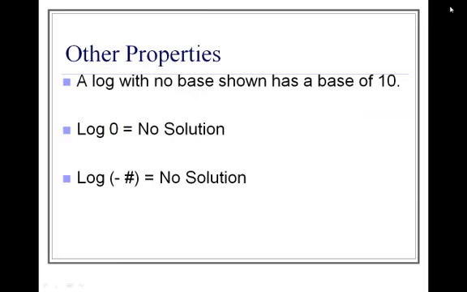Other properties that are important to know, but are not really things that have special names. It's important to know, number 1, that a log that doesn't have a base written has a base of 10. If it just says log of 30, log of 50, log of 82, it means your base is 10. Anytime the log does not have a base written, it's a base of 10.